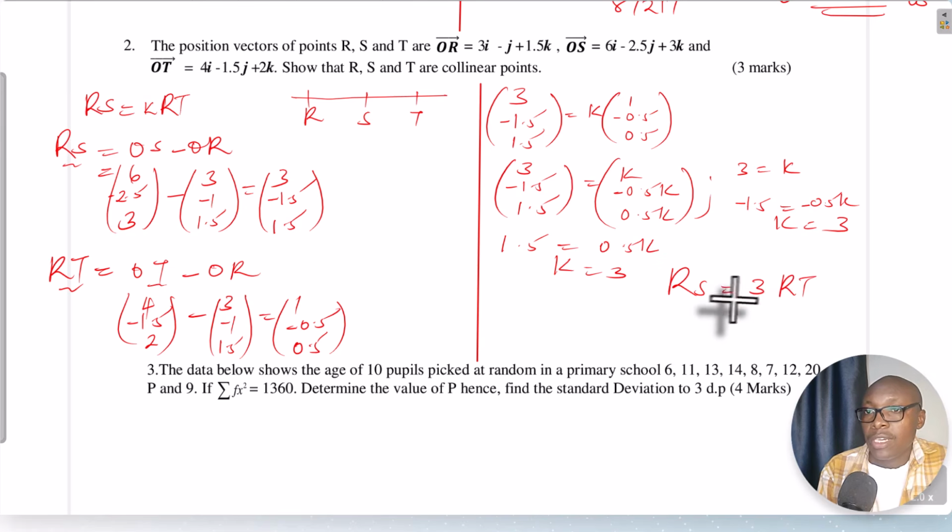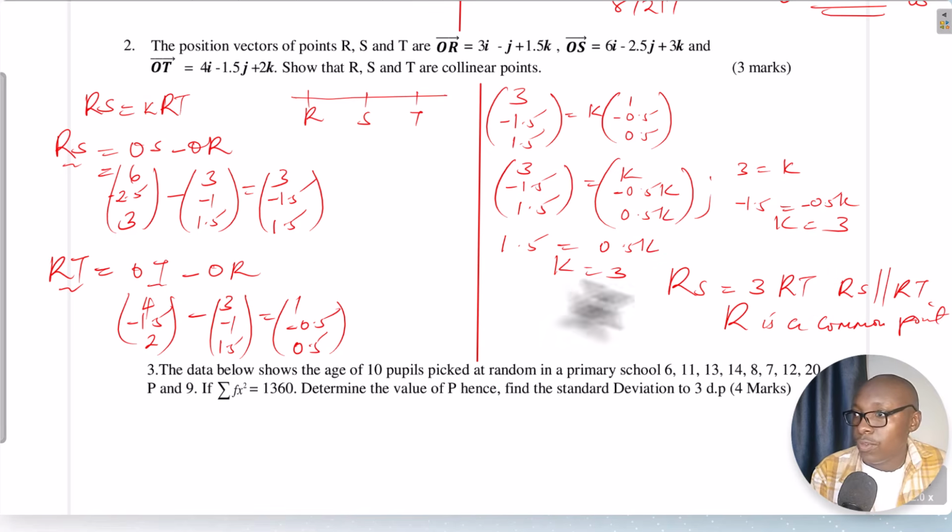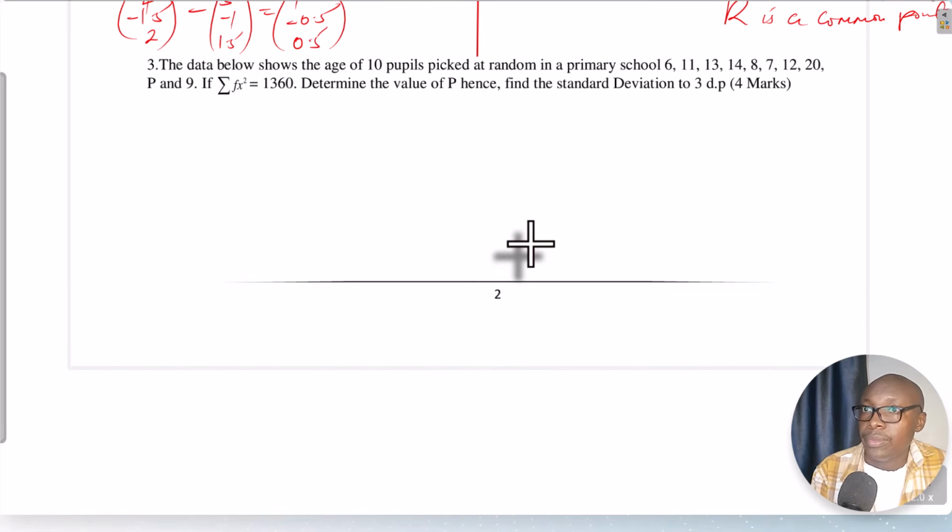So the vectors you formed using the 3 points are scalar multiples of each other, and that means RS is parallel to RT, confirming that these points lie on the same straight line. Another thing to add: look at vector RS and vector RT. R is also a common point between the two vectors, confirming again that these points are collinear. So that is how you're supposed to solve that question. Let's go to question 3.